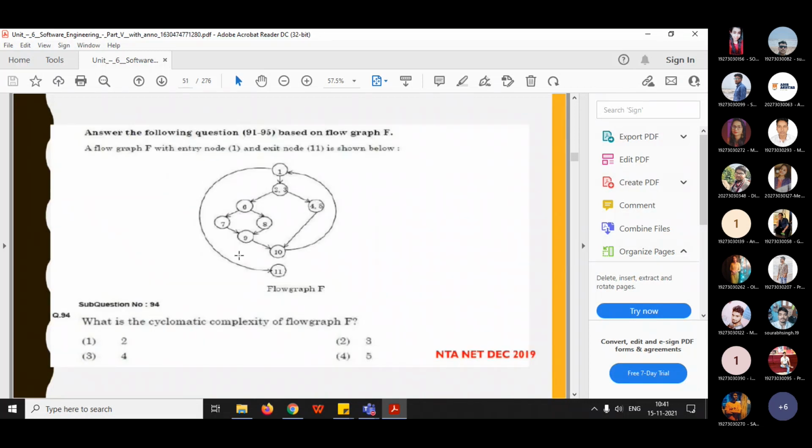Okay, very good. So tell me this one. What is the cyclomatic complexity of the flow graph? Did you understand all the concepts?